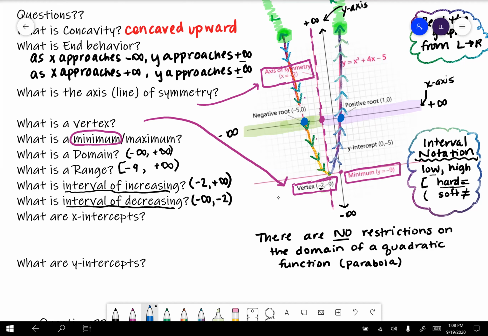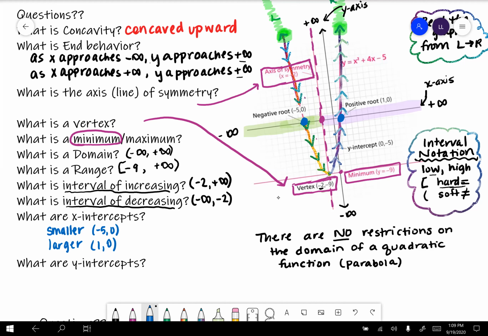So we have a negative x-intercept, which is our smaller one. The one on the left-hand side is usually our smaller x-intercept. That smaller x-intercept is (-5, 0). And then we have one on the right-hand side, which is normally known as the larger x-intercept, and that x-intercept is (1, 0).